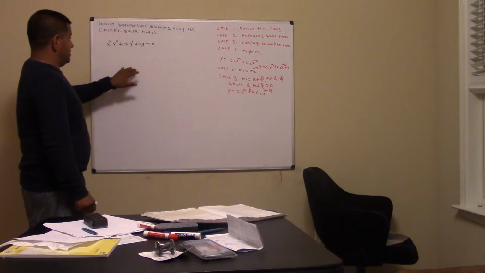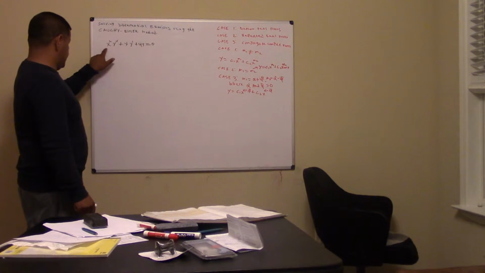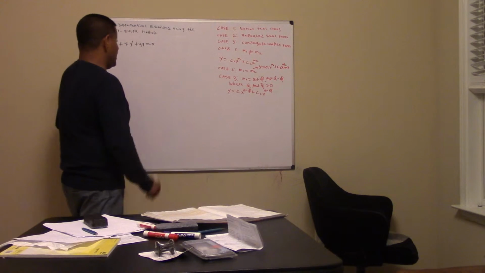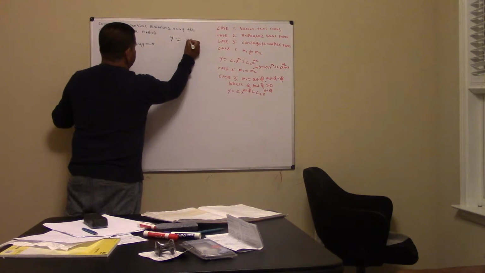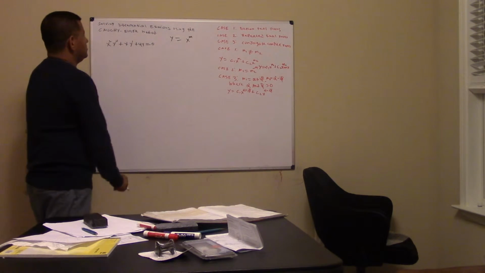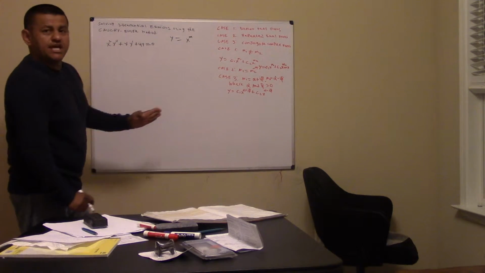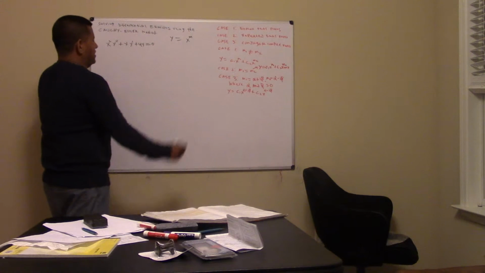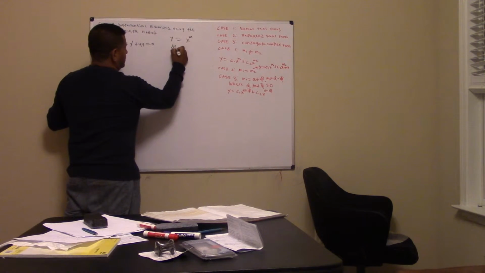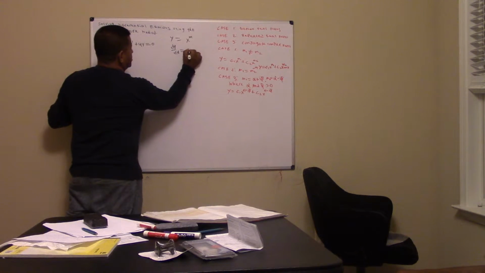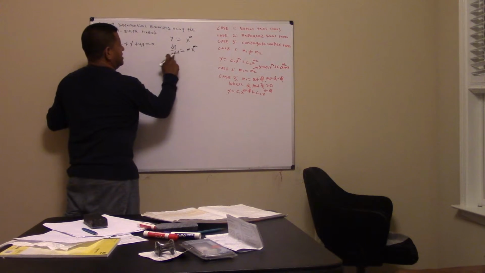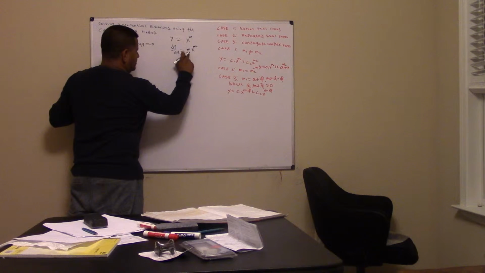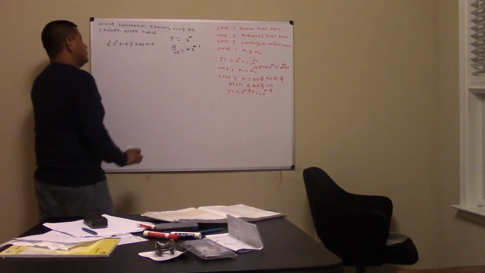Now notice that my goal is to get rid of these powers. So I am going to let y be equal to x to the m. If I take the derivative of this, I get dy dx is equal to m times x to the m minus 1. That's the first derivative.